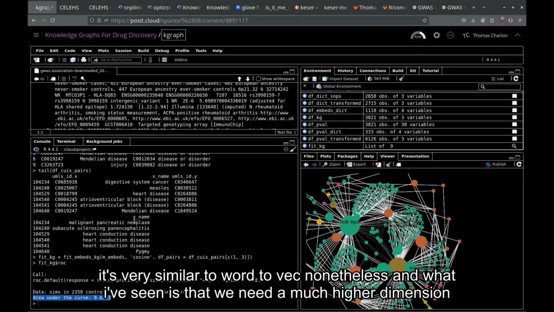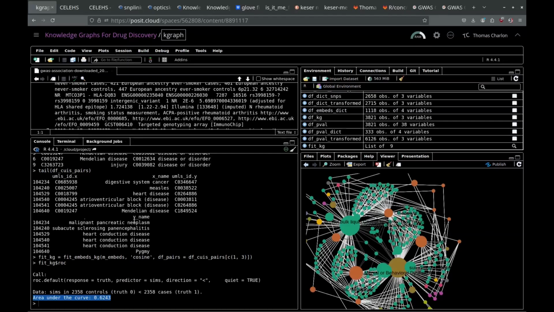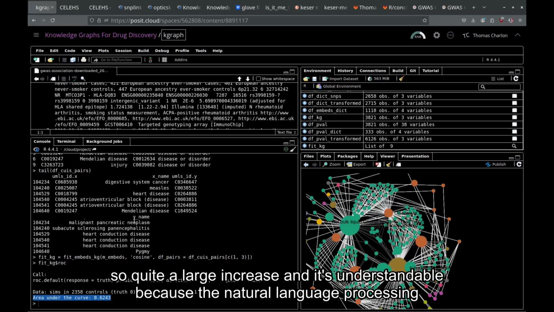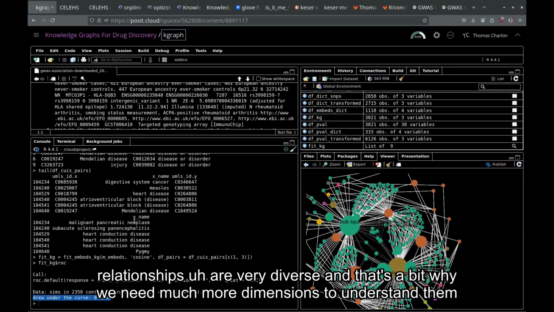And what I've seen is that we need a much higher dimension. My optimal results are more with a 2000 embedding dimension, and I get AUCs up to 0.75. So quite a large increase. And it's understandable because the natural language processing relationships are very diverse, and that's a bit why we need many more dimensions to understand them correctly.